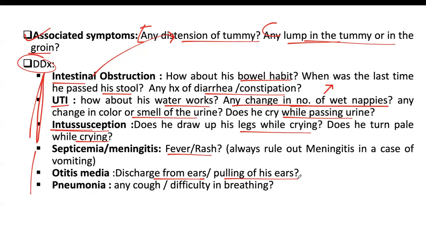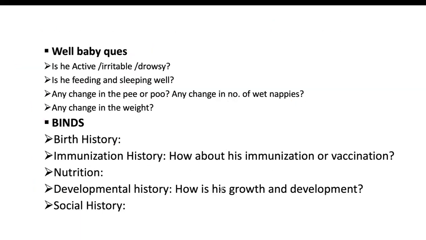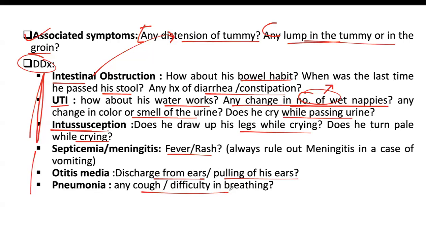But if it is an infant, they can't say that they're in pain. So at that time, we ask, have you noticed he keeps on pulling his ears? Okay, so always based on the age of the child, the question can change as well. Like for an 8-year-old, you would not ask about any change in number of wet nappies, right? So it's important to understand, according to the age of the child, some of the questions can vary. For pneumonia, any cough, any shortness of breath. So this is your main differential diagnosis question.